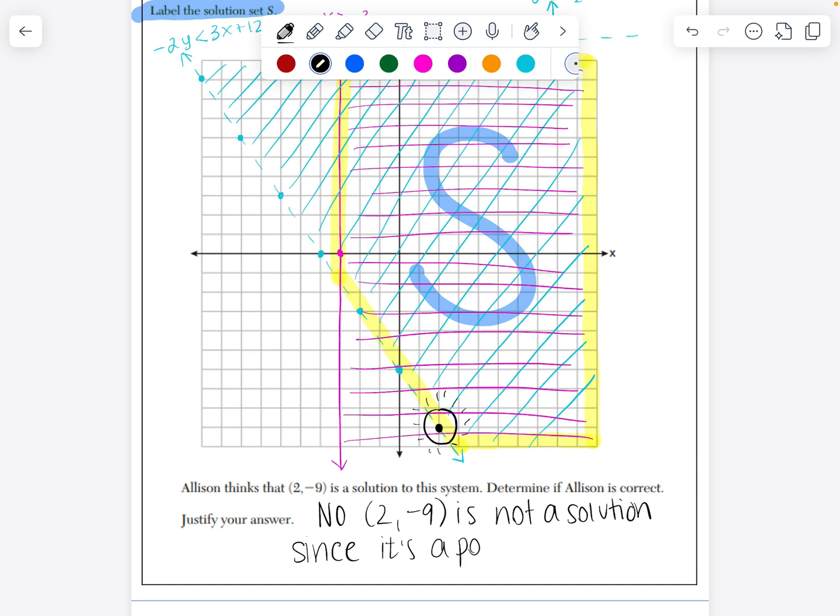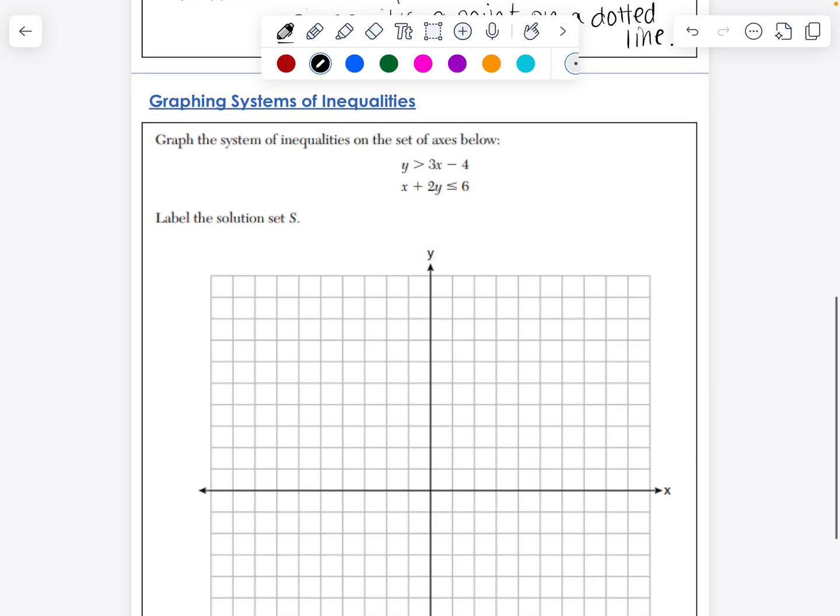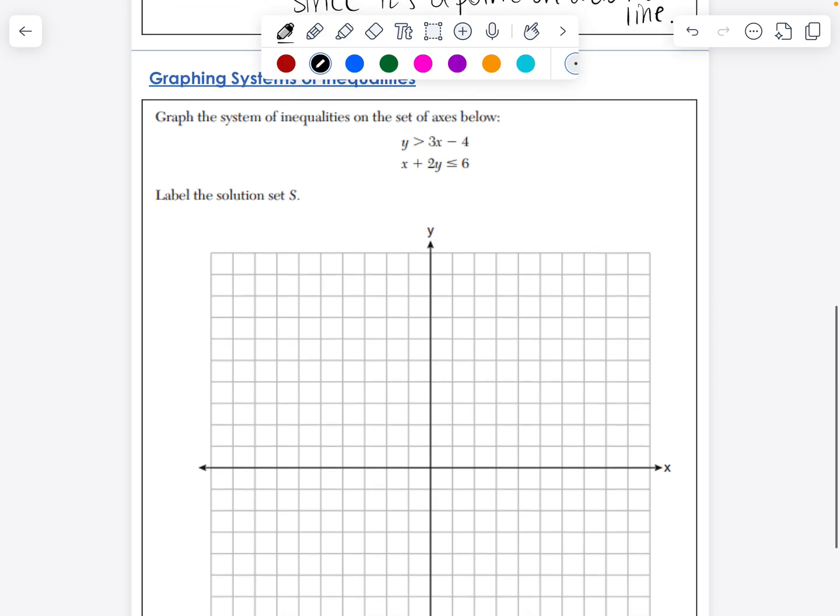Okay, since it's a point on a dotted line, and because it's on a dotted line, that means it's not included in the solution. Therefore, the answer is no. Okay, let's take a look at one more example of solving this system of inequalities.